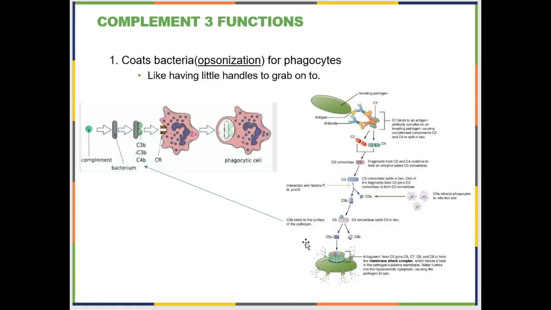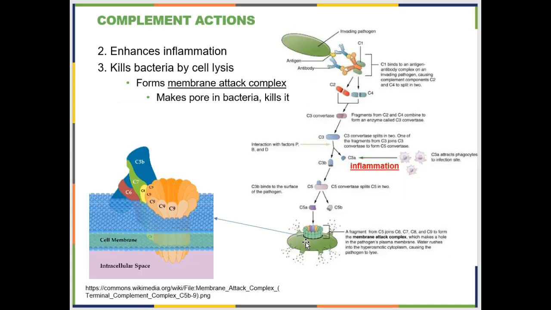It opsonizes bacteria, making it easier for phagocytes to eat them. It causes inflammation, which is calling for backup. More immune cells are going to show up. And it forms this membrane attack complex, which pokes holes in the bacteria and kills them. So that's in summary what you want to know about complement.